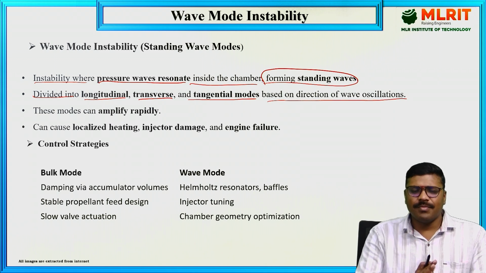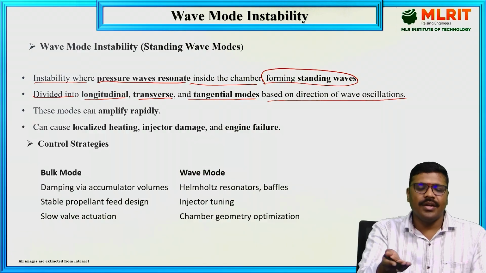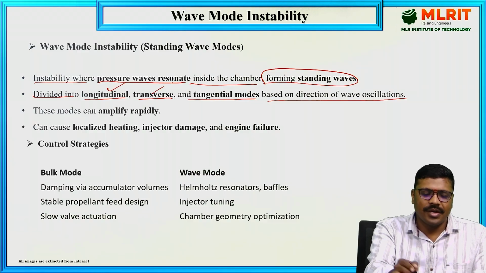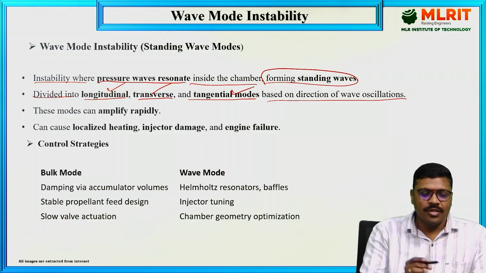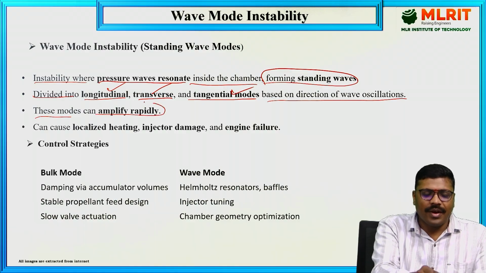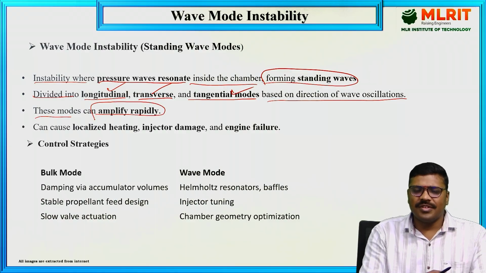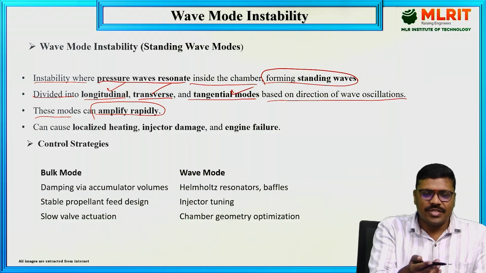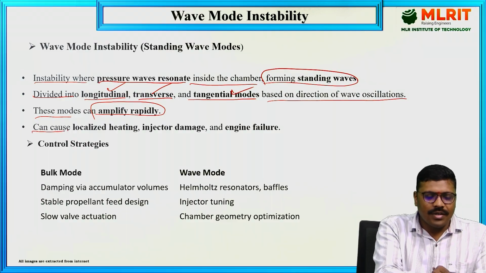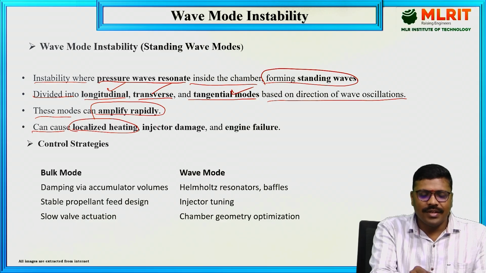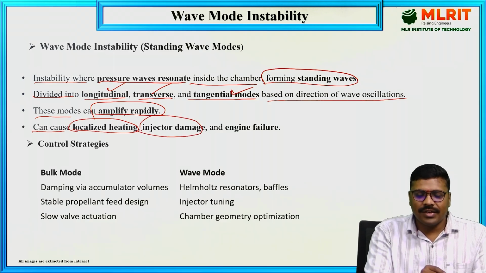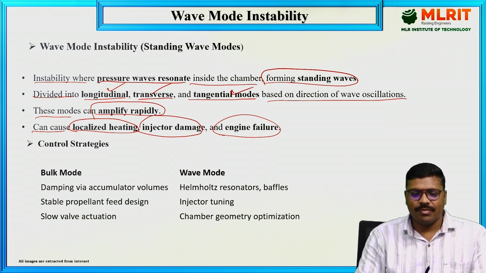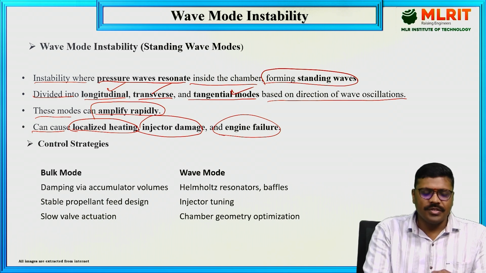Based on the direction of wave oscillations, we can divide the wave modes into different types: longitudinal, transverse, and tangential modes. These modes can amplify rapidly. So in the wave mode of instability, the oscillation can increase rapidly, which is very dangerous. It can cause localized heating, injector damage, and complete engine failure. So the control strategies.